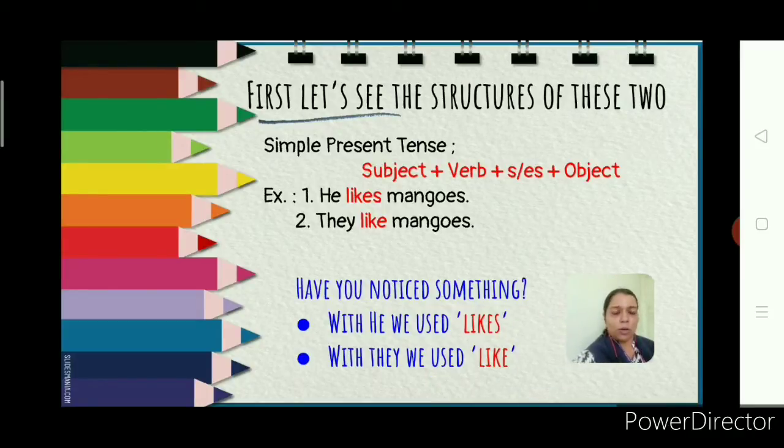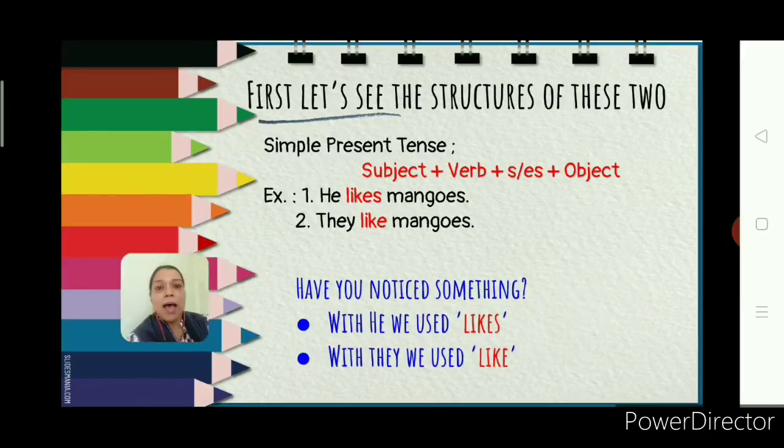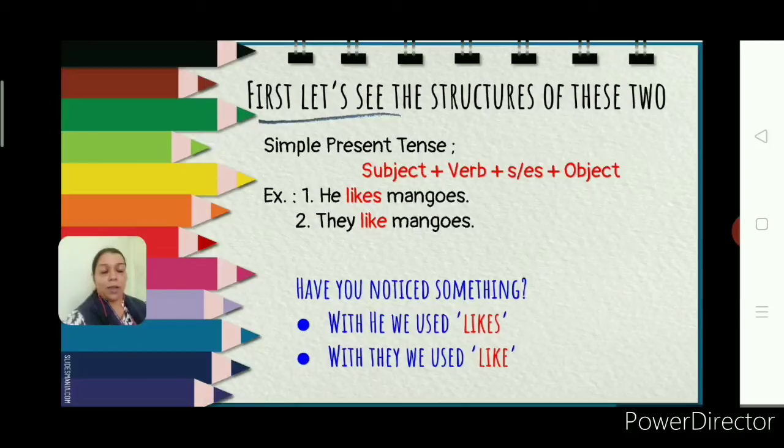So first we will talk about simple present tense. The simple present tense structure is subject plus verb plus s or es plus object. S or es, what it is, I will tell you. See, if you see the example, he likes mangoes. Okay, so he is the subject here. Likes is the main verb. What is the action going on? He is liking mangoes, so like is the main verb. Mangoes is the object.